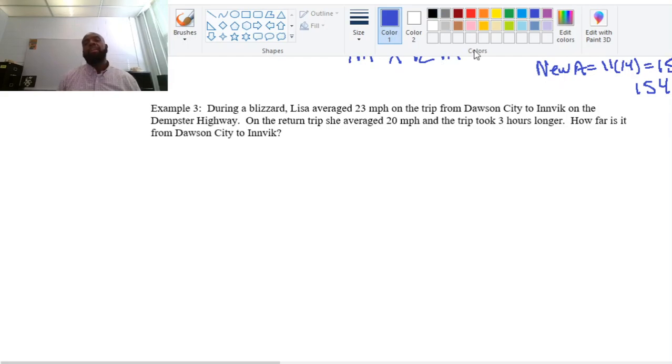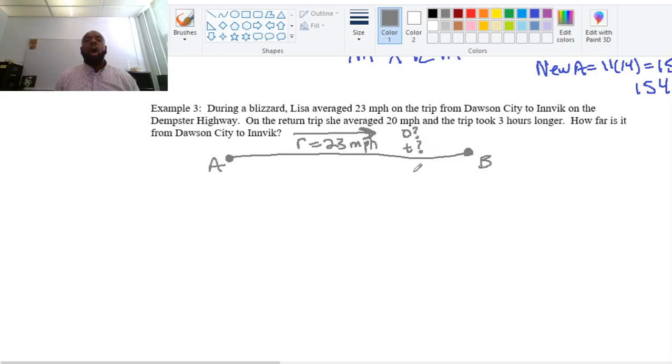All right, I guess I can draw a picture to represent this scenario here. I know that they use Dawson City and Inuvik. I'm going to use point A and point B. All right, I have point A here, point B, right? And so I know that when she is on the way from point A to point B, her rate is 23 miles per hour. I don't know her D, and I don't know how long it takes her, right? On the way back, she's going 20 miles per hour. I don't know the distance. That's what we want to find.